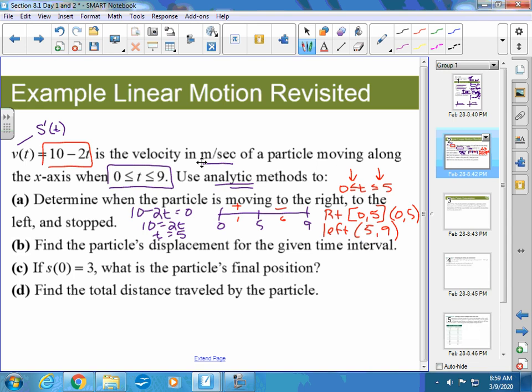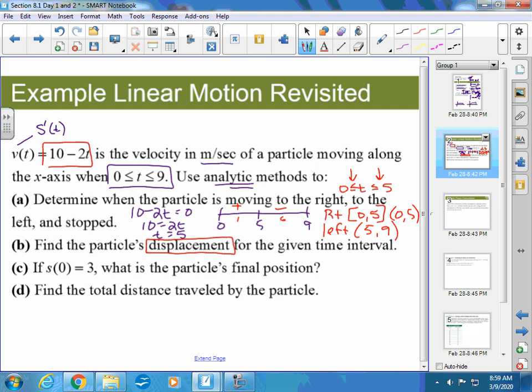Then it says find the particle's displacement for the given time interval. The displacement is how far it is from where it started. In order to tell where it started, you'd have to have its position function, and you don't have its position function. So whenever they start talking about where it is, or how far it has traveled, you need to know something about the position function, which means you can't use the velocity, you need the position.